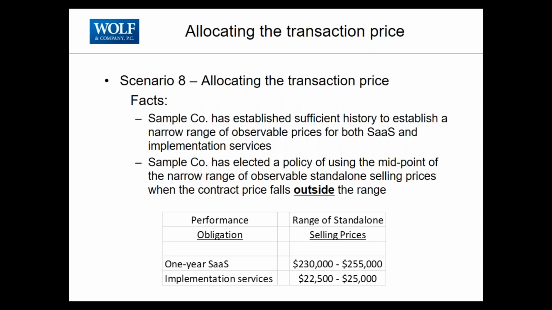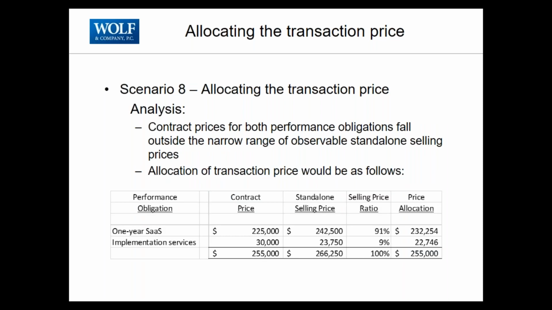A couple more facts about this situation. You have sufficient history with contracts like this to establish a fairly narrow range of observable prices for both the SaaS and the implementation services. You've made a policy election to use the midpoint in those ranges if a contract price happens to fall outside of that narrow range that you've established. I've given you some ranges there, both for the one-year SaaS and the implementation services. So the question is, how would you go about allocating the transaction price of $255,000 to the two performance obligations?